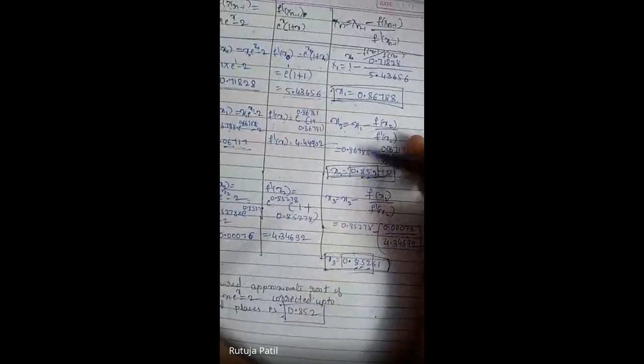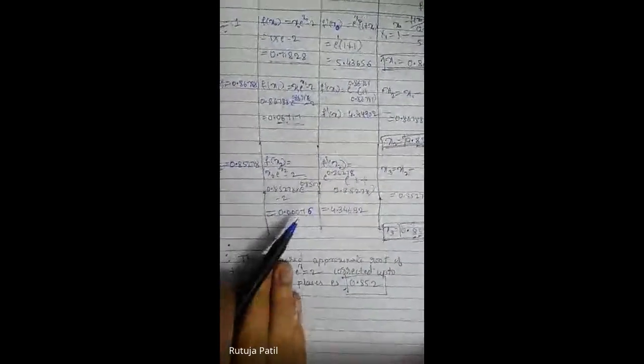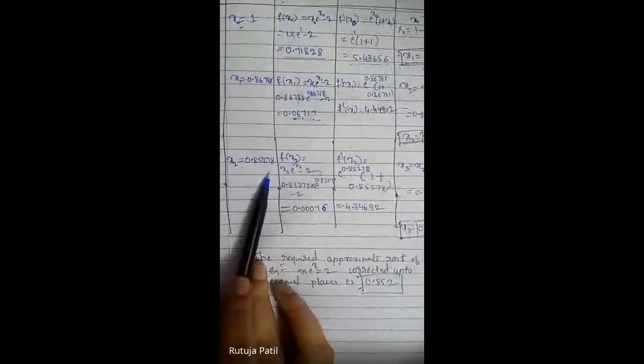So substituted here, and what I got, 0.852. Since they had told correct up to 3 decimal digits, if you stop here only, it will be correct up to only 1 decimal digit, because here we are having 0.8, 0.8, but the second digit is not the same, so we have to go for another iteration. Whatever x2 we have got, that is this value.